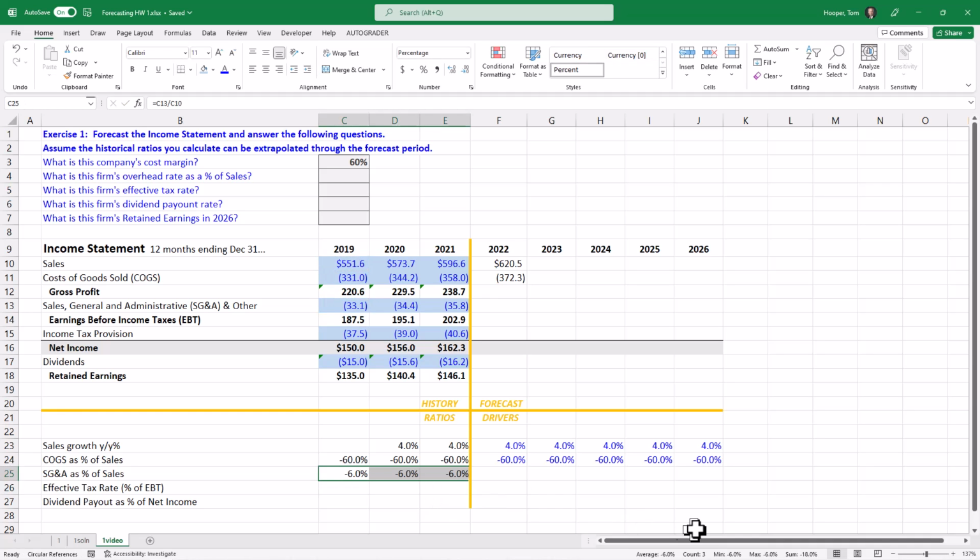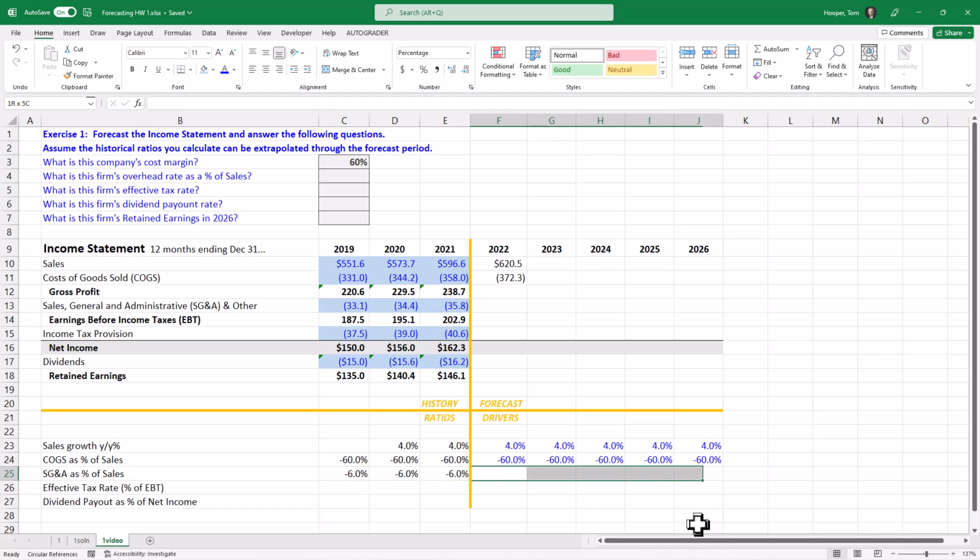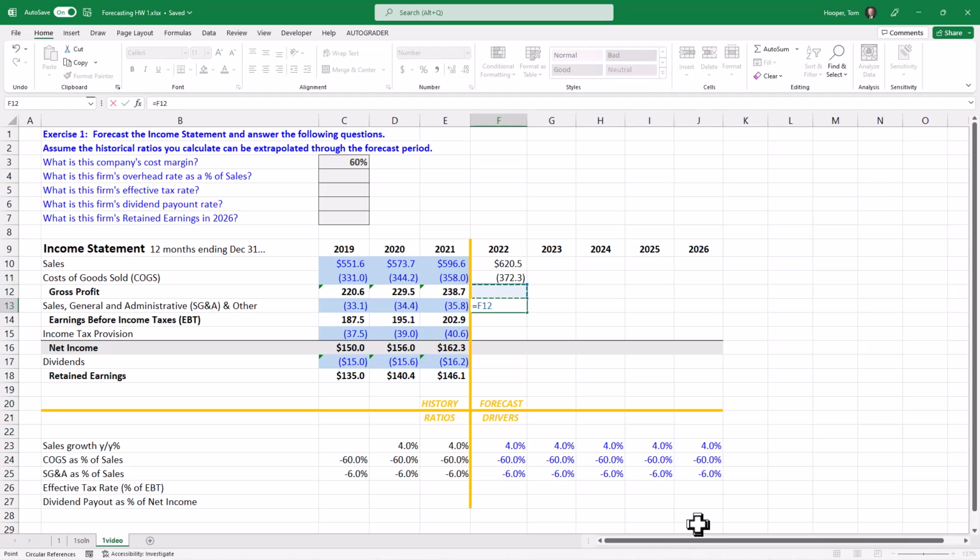Carry it forward. Populate our drivers. And then take sales times that SG&A. Could be copying those out to the right, but I don't need to. So my overhead rate as a percent of sales is 37.2%.